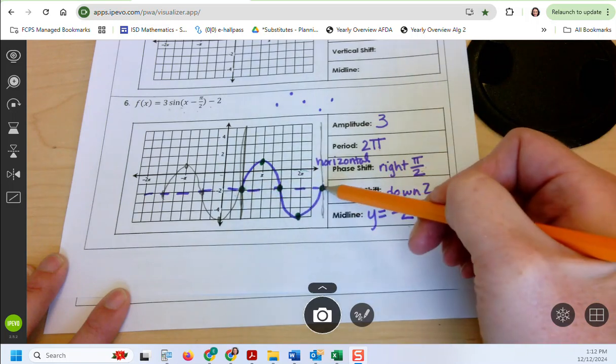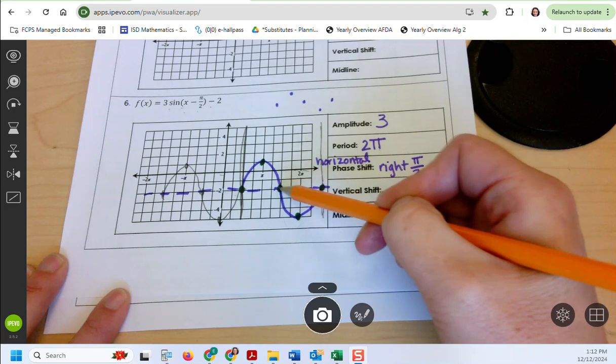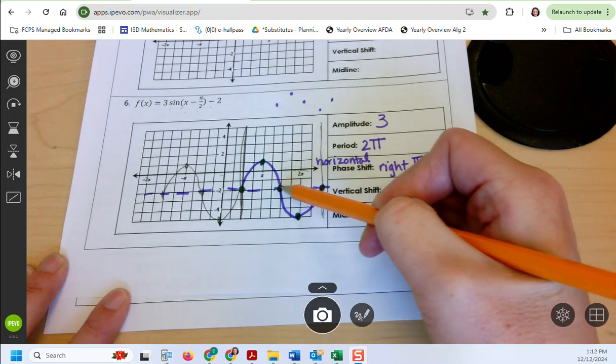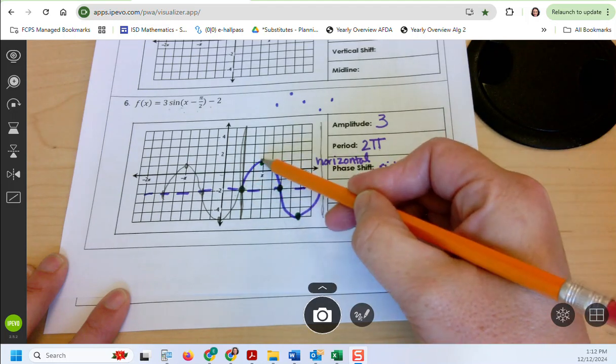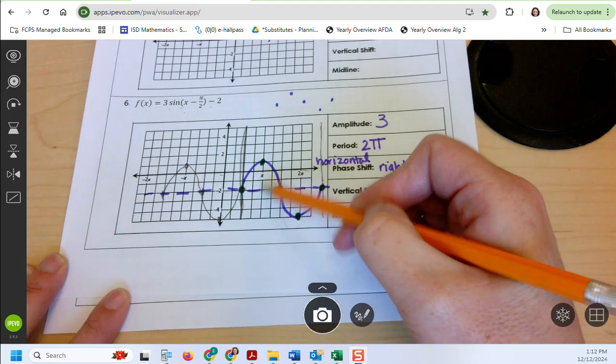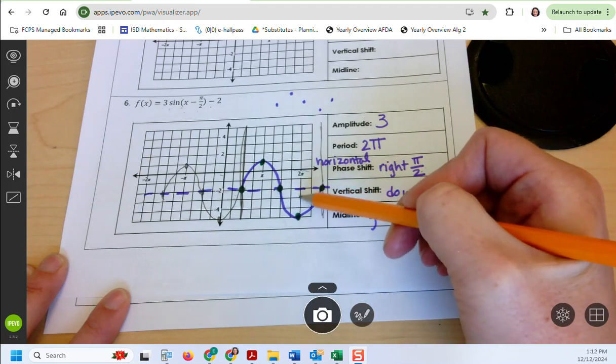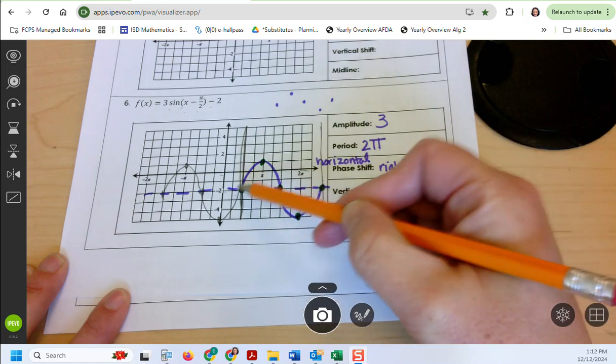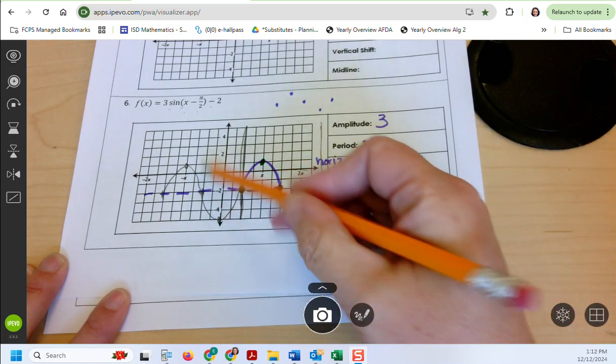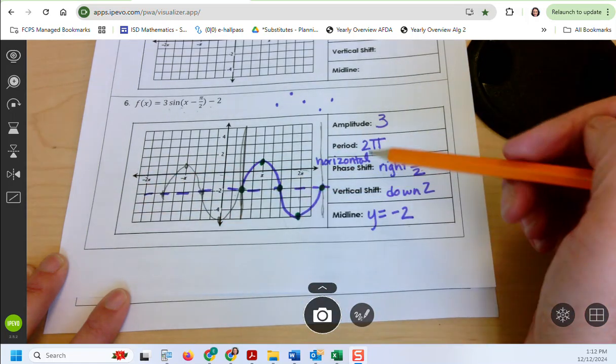So halfway between these 2 points, there's going to be another midpoint, another midline point right here. And then halfway between these is my up point. Now since my amplitude is 3, from the midline I count 1, 2, 3. And then between these two, halfway, 1, 2, 3. You're going to draw your curve, and just remember that the pattern does keep repeating all the way to the left and to the right.